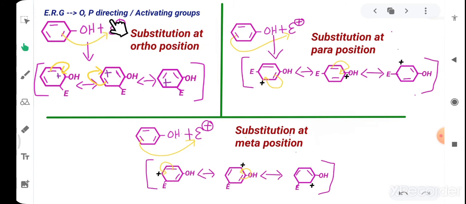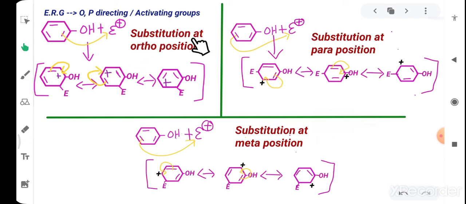This ortho-para directing nature of electron releasing groups can also be explained on the basis of carbocation stability. So now if you see here, there are three various substitutions, that is the substitution at ortho position, at para position as well as at meta position. Now if you see the resonance hybrid, there is formation of different carbocations. So based on its stability, I can say whether this group will move to the ortho position or to the para position or to the meta position.